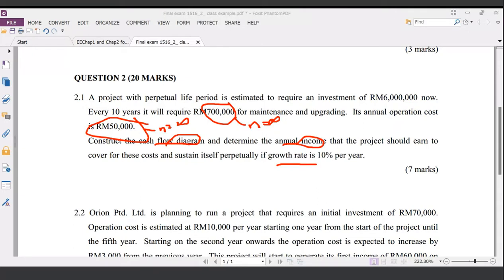All right, can you share your answer in your WhatsApp?